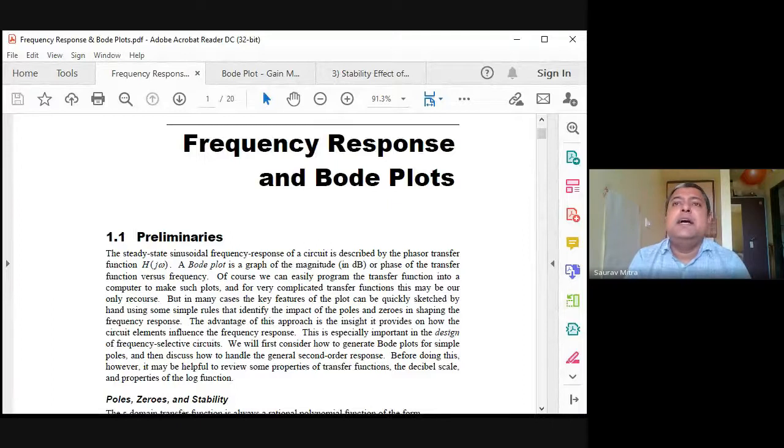So what is the criticality condition? Gain less than 1, system stable. Gain equal to 1, system is critically stable. Gain greater than 1, system is unstable. So this is called the stability condition for gain in case of Bode plot.